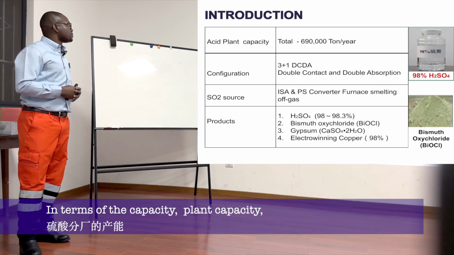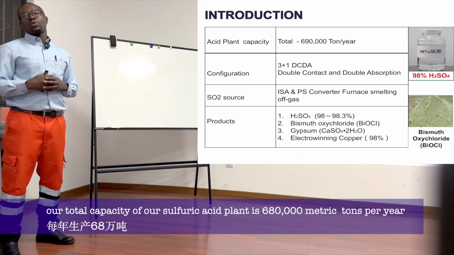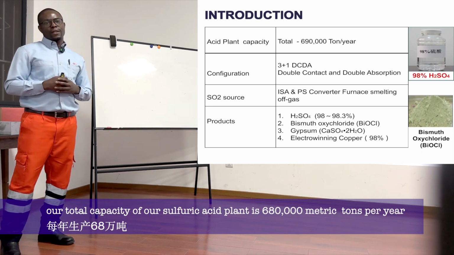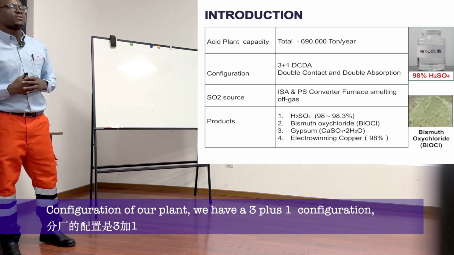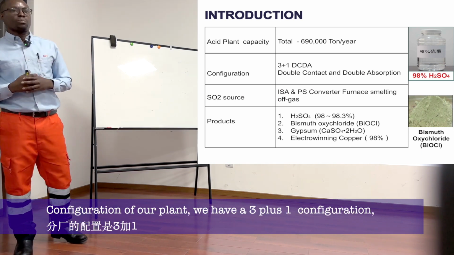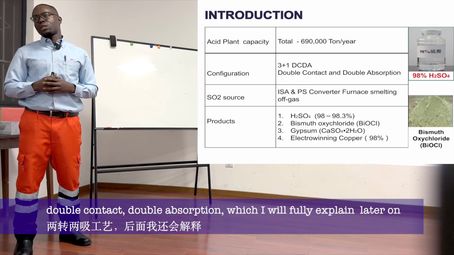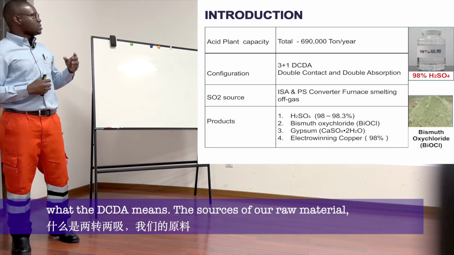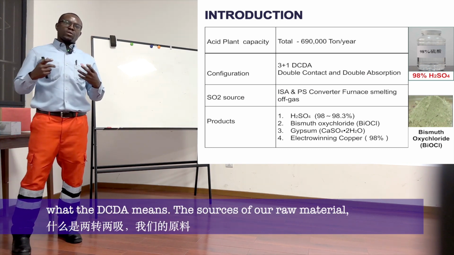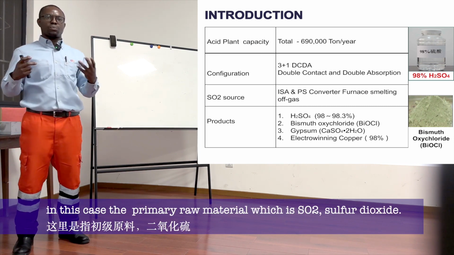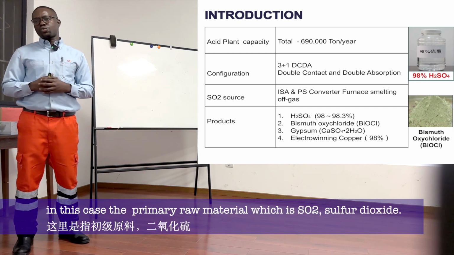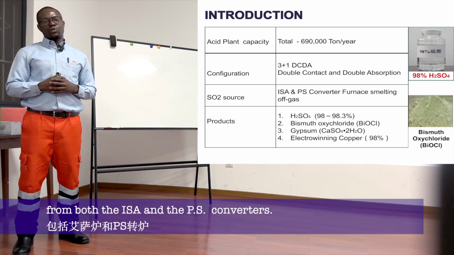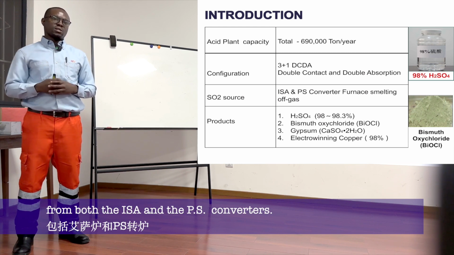In terms of plant capacity, the total capacity of our sulfuric acid plant is 680,000 metric tons per year. Configuration of our plant, we have a 3+1 configuration, double contact, double absorption, which I'll fully explain later on what the DCDA means. The primary raw material is SO2, sulfur dioxide. Our sulfur dioxide is coming from the Smelter department, from both the ISA and the PS converters.